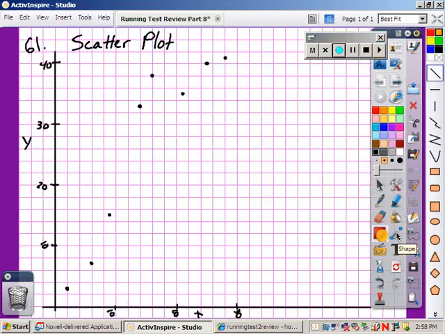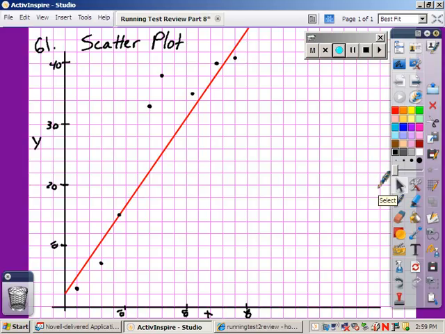You want to use a ruler to do this and make it as straight and neat as possible. So I would say something like that seems pretty reasonable. In fact, I might even angle this just a little bit more. Not much, but a little bit.